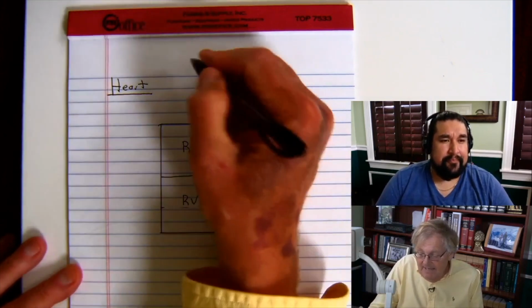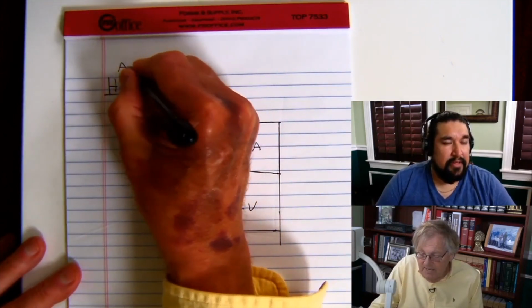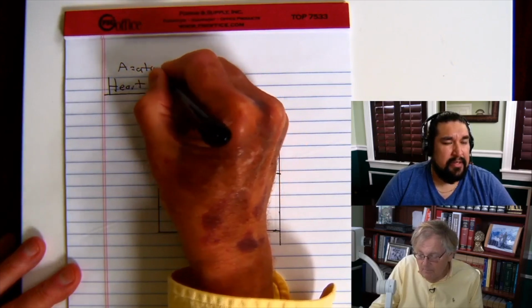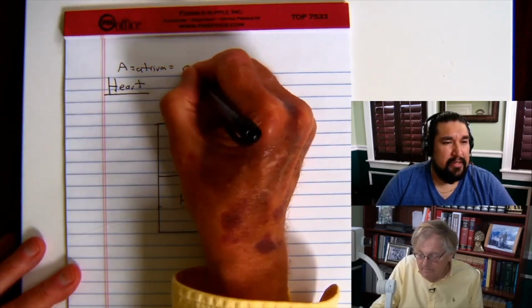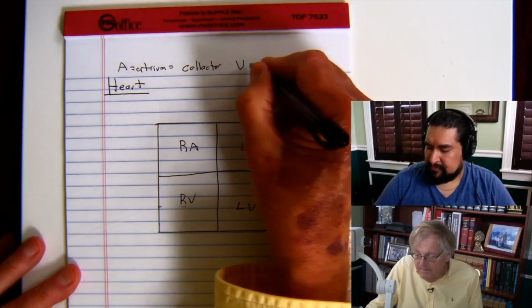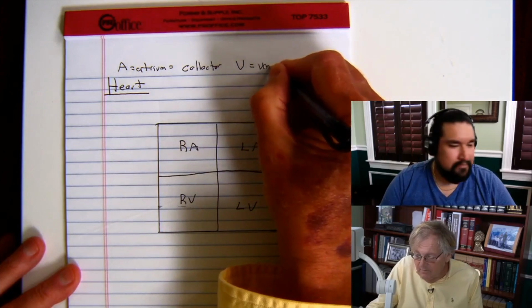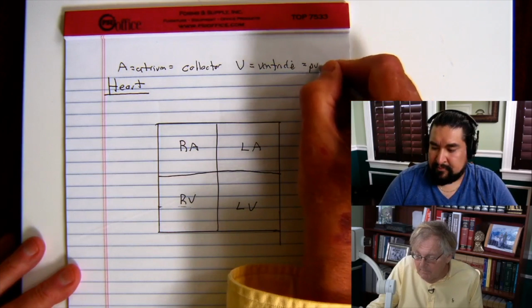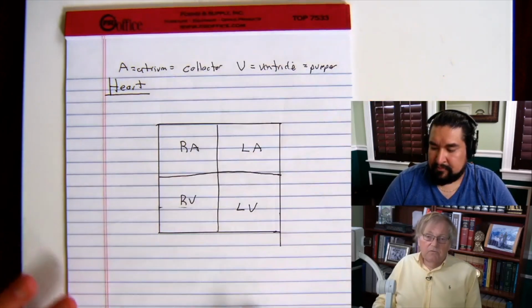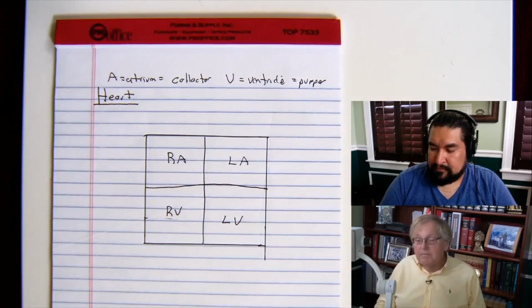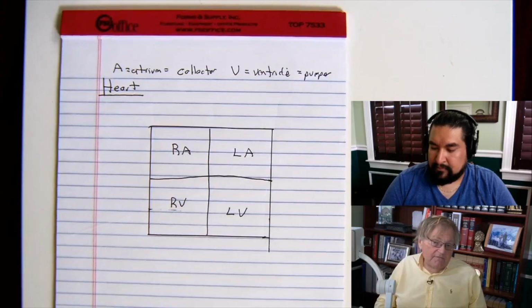So an A equals an atrium, which is a collector, and a V equals a ventricle, which is a pumper. So again, when you're thinking about circulation, you said it has to have a pump. This is the pump. So we can start anywhere in the heart, but let's start out in the left ventricle.